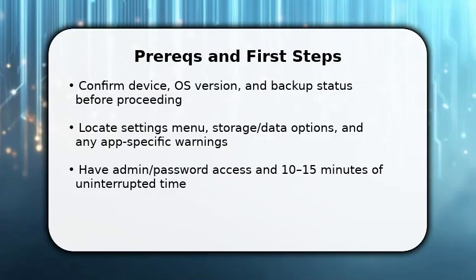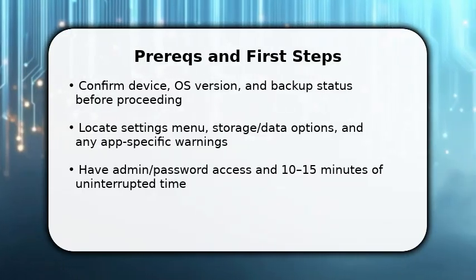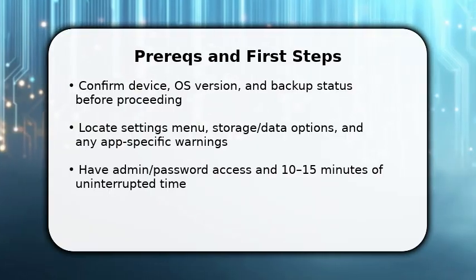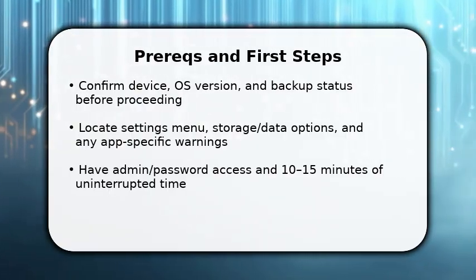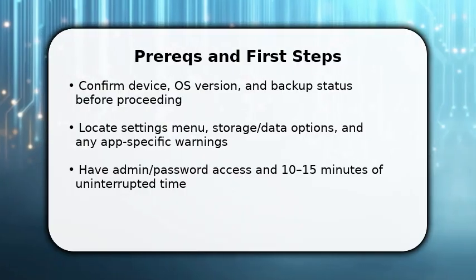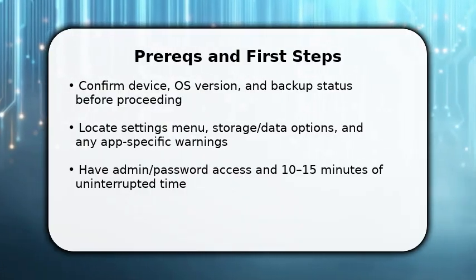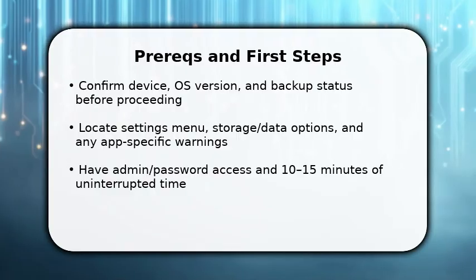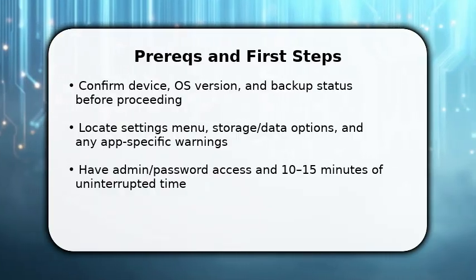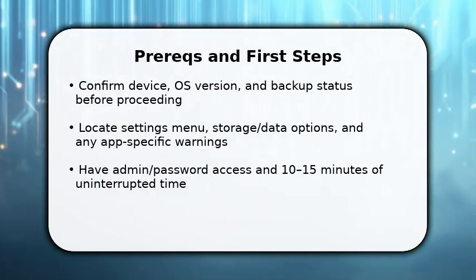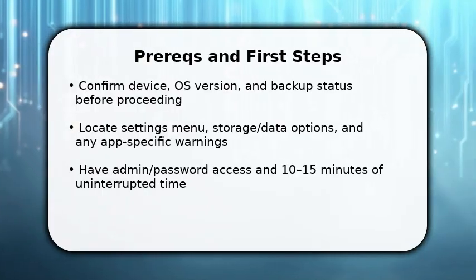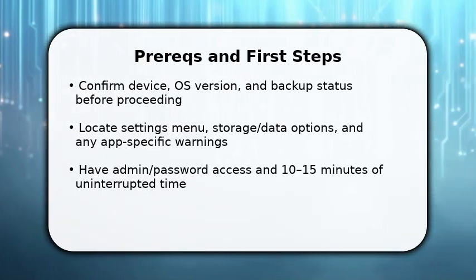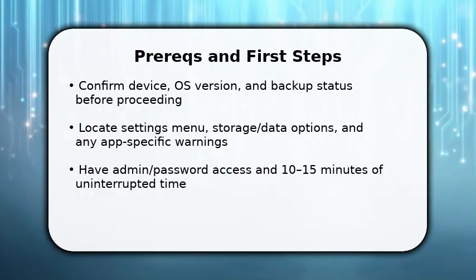Enjoy the video. You start by confirming prerequisites, device model, OS version, and a recent backup so you can restore if needed. Once done, unlock admin access and open settings, then storage or data management. This targets where warnings are generated. Make sure to note which app or system module shows the warning. Don't skip verifying backups. If something fails, you'll thank yourself.